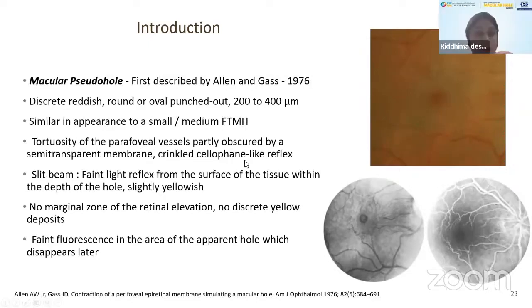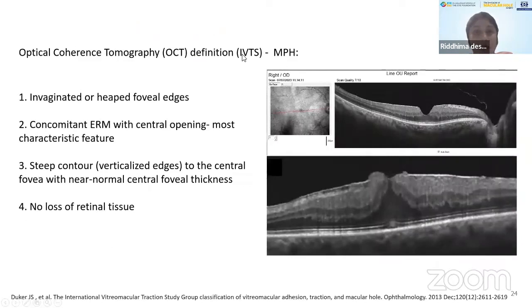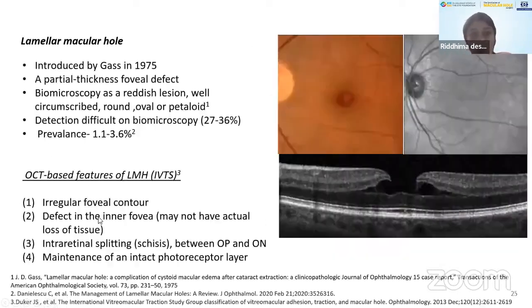So macular pseudohole appears as a reddish round oval punched out defect 200 to 400 microns in size. They are associated with tortuosity of parafoveal vessels, partly obscured by the semi-transparent membrane. There is no marginal zone of retinal elevation and no discrete yellow spots. The IVTS classification has defined macular pseudoholes as having invaginated or heaped foveal edges, concomitant ERM, which is the most characteristic feature, a steep foveal contour, and no loss of retinal tissue.